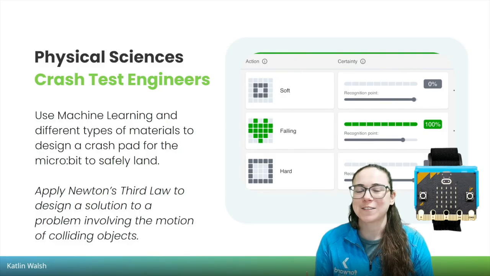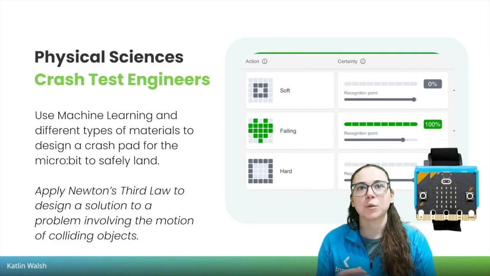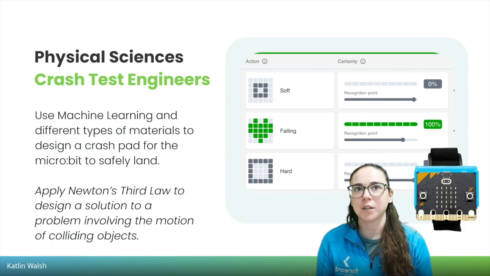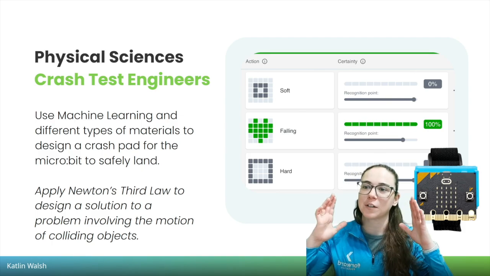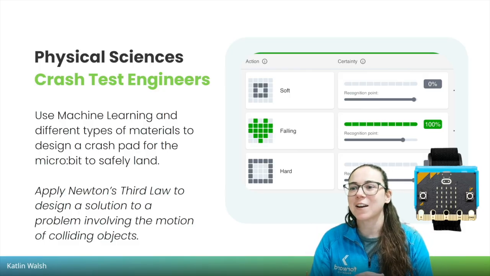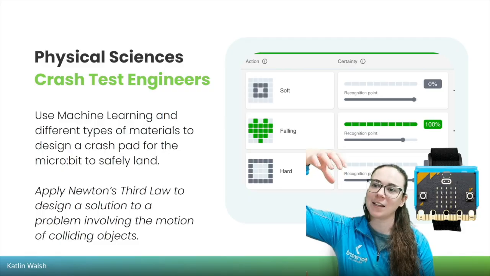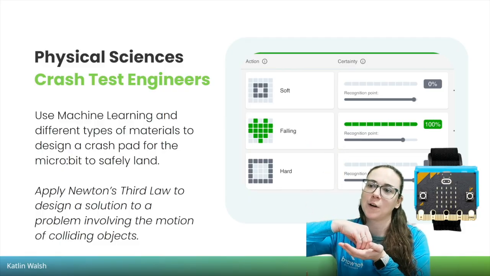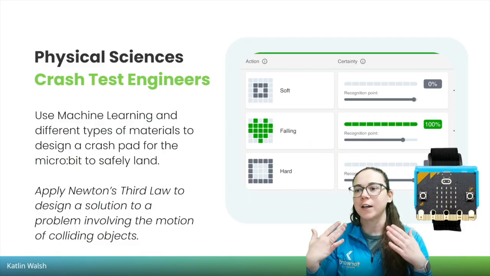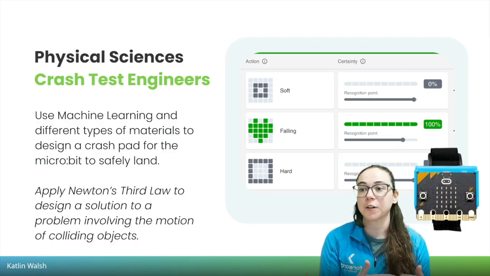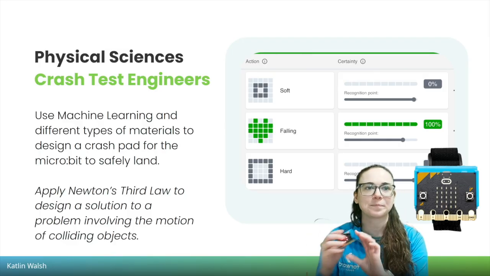The activity that we have today is to apply Newton's third law, and we're going to design a solution to a problem that involves motion of colliding objects. That feels like really technical terms. This is an alternative in the classroom. If you were going to drop an egg and see how can I protect the egg from breaking, or run a crash test scenario, this is an engineering principle where you can have iterative design, and the microbit is going to collect that data for us.